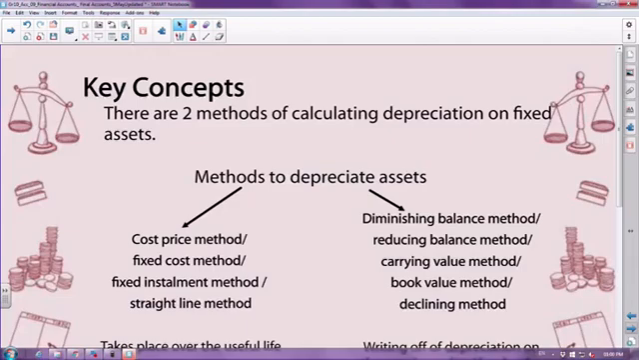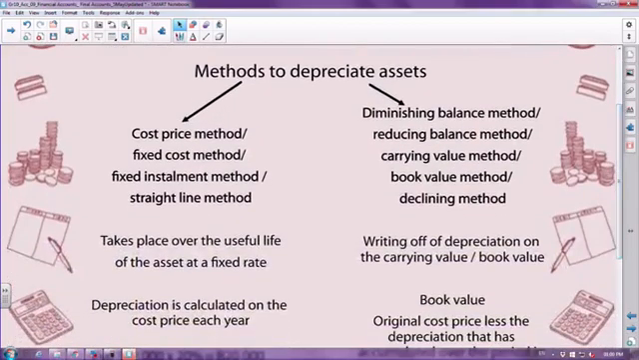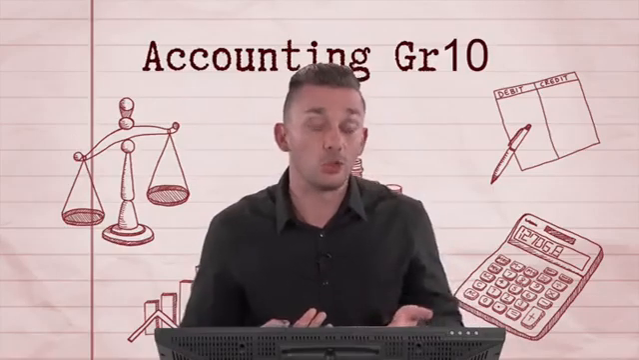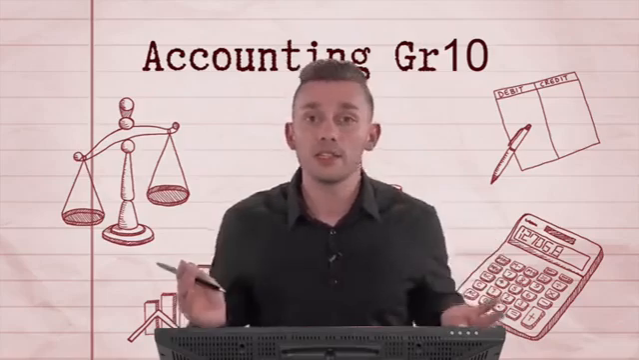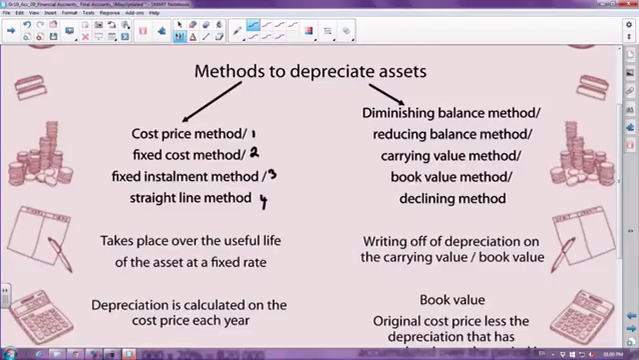So, methods to depreciate assets. Let's look at the left-hand side of the screen. The cost price method is one way of explaining it. Or we can say it is the fixed cost method, or the fixed installment method, or the straight line method. So we can use interchangeable words or descriptions for calculating depreciation on this method. Now, this is the easiest method to use. Why? It takes place over the useful life of an asset, so normally 3 years, 5 years, 10 years.